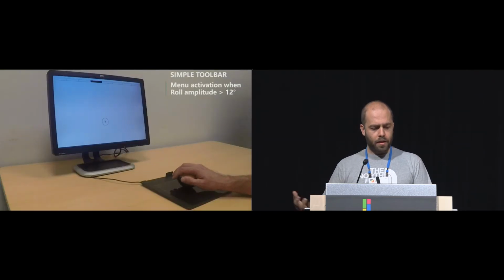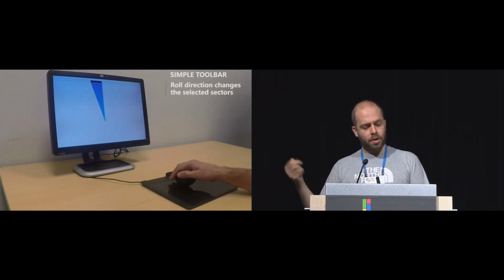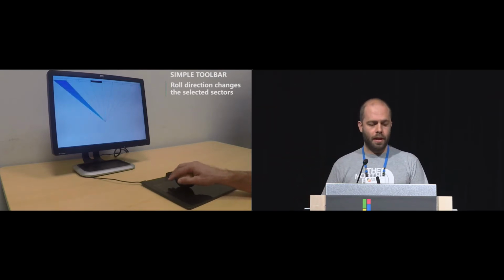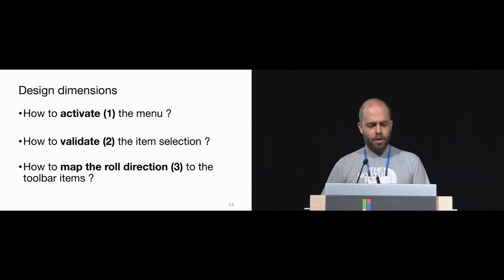So again, it's a similar video, but you can see that as soon as the device reaches a threshold, which here it's 12 degrees, the menu is activated, and then the roll direction is going to change the selected sector. Okay, so this is the general principle.